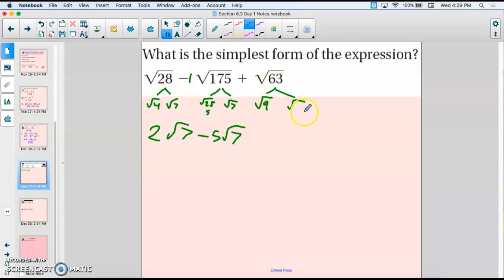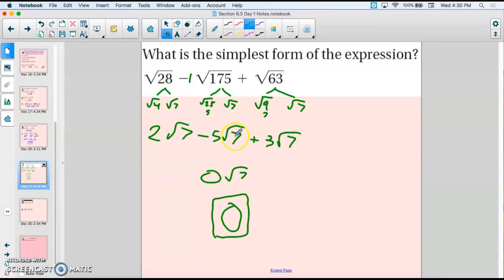Negative 63 breaks into 9 and 7. Square root of 9 is 3. And so we have plus 3 square roots of 7. Hey, we have common radicals. 2 minus 5 is negative 3. Plus 3, it would be 0 square roots of 7. Well, if we don't have any square roots of 7, then we just have 0. All that work to get 0.